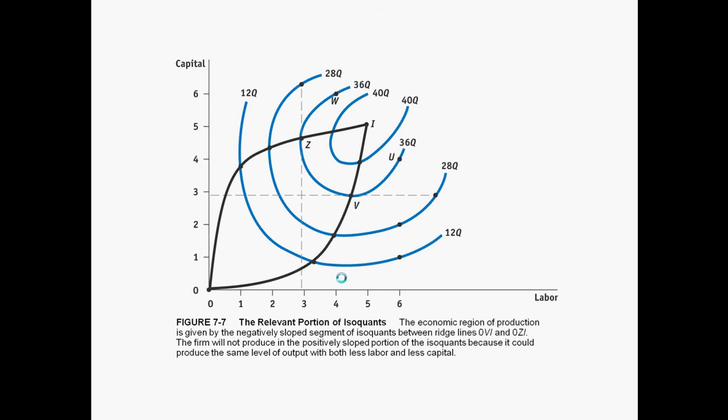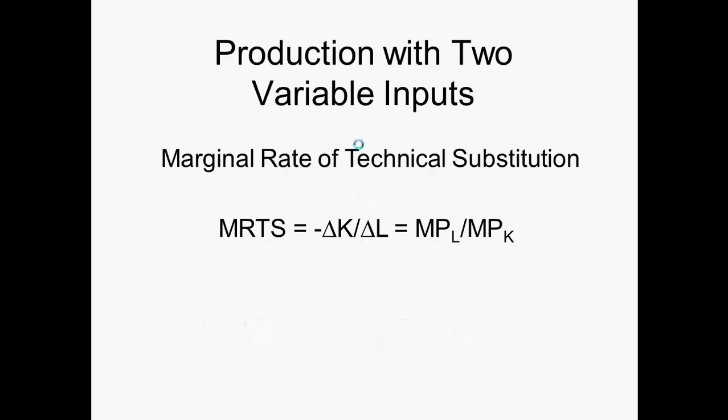This identifies what's called the economic region of production. There's some limit. Within this region, you're not wasting any resources. You're making use of all the capital and labor that you're using in the production process, which is actually increasing your marginal product.